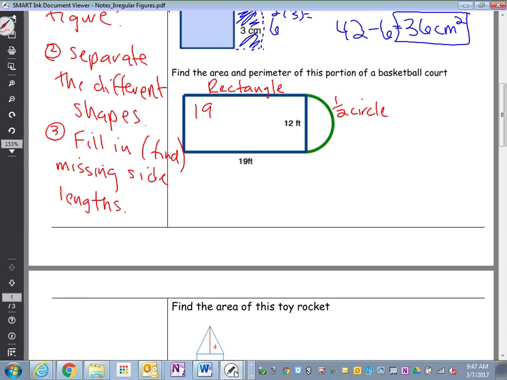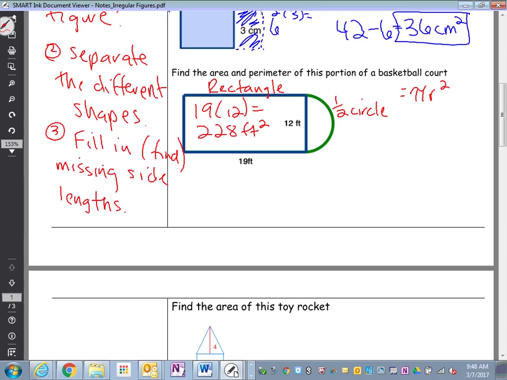So the rectangle should be pretty easy, right? 19 times what? 12. Which equals what? 228. 228 feet squared? Alright. Now we've got the circle. Who can tell me the formula for the area of a circle? Anybody remember? No. The area of a circle is what? Pi r squared, right? Pi r squared. Alright.